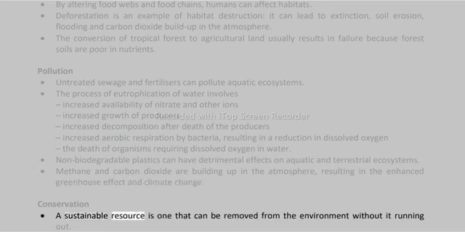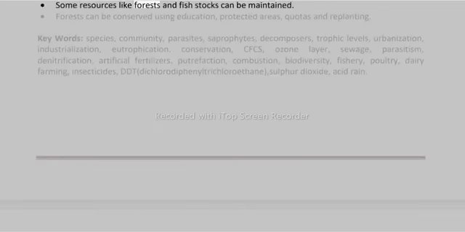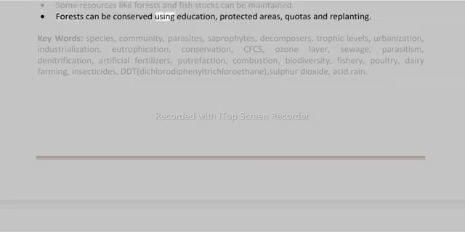Conservation. A sustainable resource is one that can be removed from the environment without it running out. Some resources like forests and fish stocks can be maintained. Forests can be conserved using education, protected areas, quotas, and replanting.